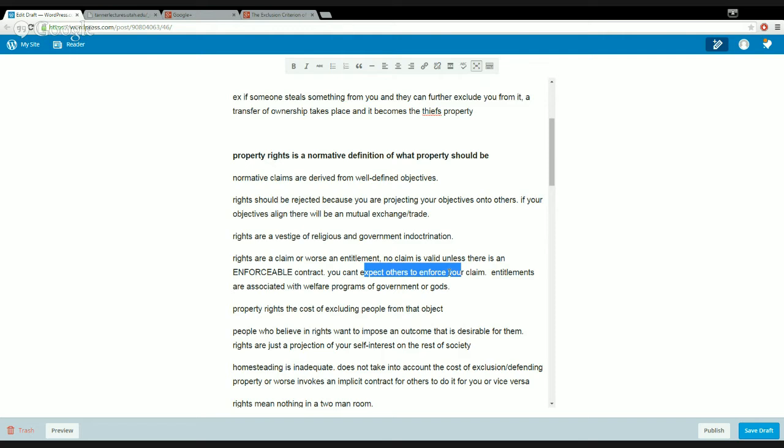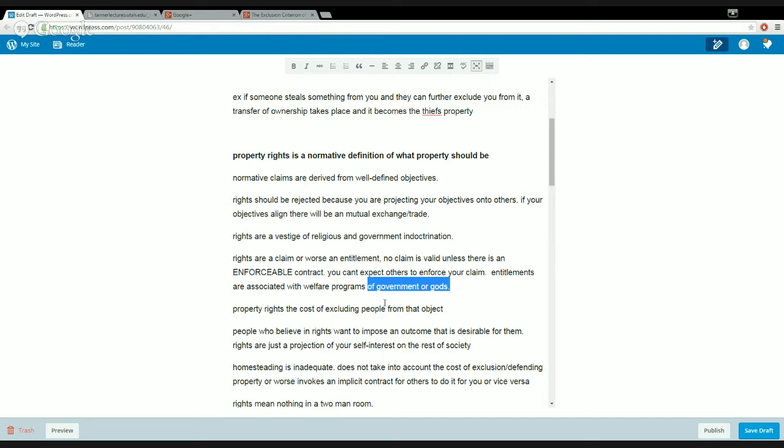All contracts in a free market must be explicit. Entitlements are associated with welfare programs of governments or gods. So if rights are an entitlement, what you're entitled to is just from your indoctrination from grade school, all those documents you learned about, all the rights granted to you by gods. They're all vestiges of this. And if you're a logical individual, you should just put it aside, try out my positive definition of property, and see what it actually logically leads to.